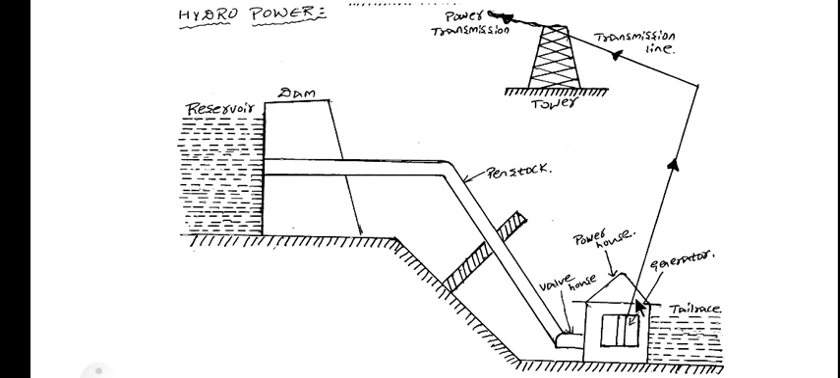Here you can see that a powerhouse is there where you are going to generate the electricity. This consists of a generator, and before the generator the water turbines are going to be placed. In the previous lectures you have studied about the different types of water turbines, that is Pelton wheel, Francis turbine, and Kaplan turbine. By using those we are going to generate the electricity.